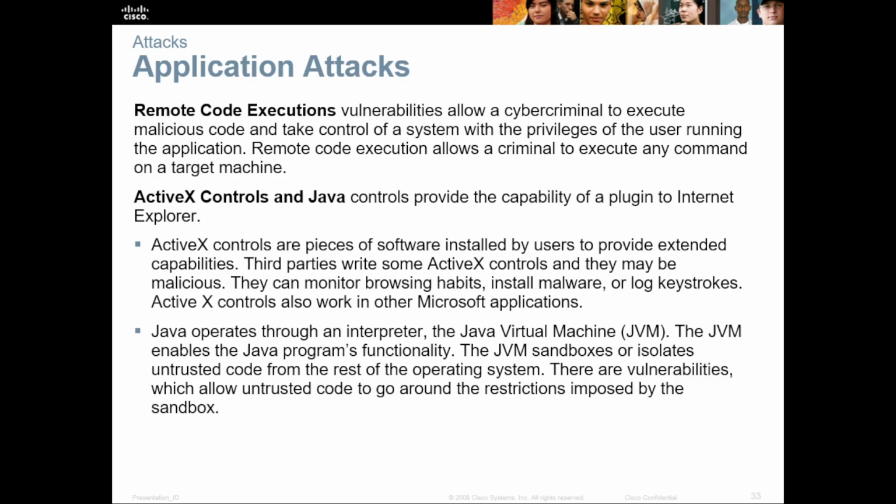Java operates through an interpreter, and the Java Virtual Machine, the JVM, enables the Java program's functionality. The JVM sandboxes, or isolates, untrusted code from the rest of the operating system. However, there are vulnerabilities which allow untrusted code to go around the restrictions imposed by the sandbox.